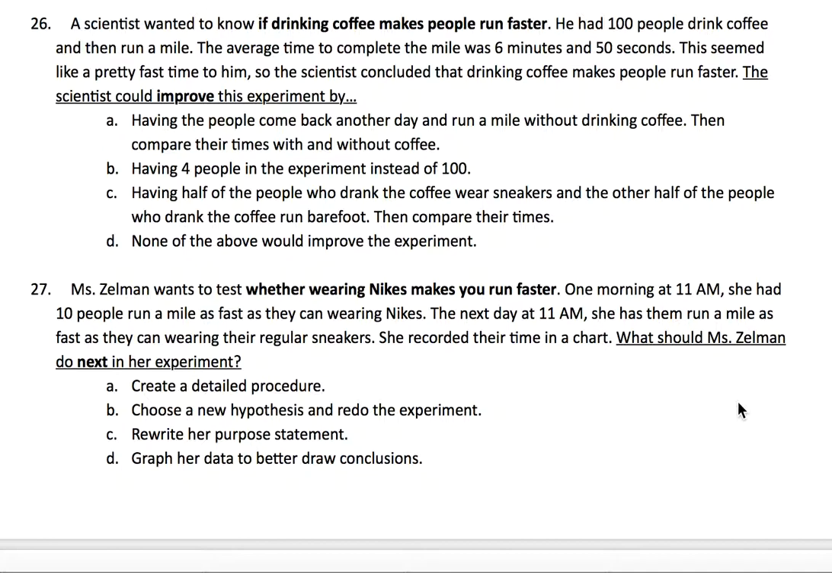The scientist could improve this experiment by A. Having the people come back another day and run a mile without drinking coffee, then compare their times with and without coffee. B. Having 4 people in the experiment instead of 100. C. Having half of the people who drank the coffee wear sneakers and the other half run barefoot, then compare their times. D. None of the above would improve the experiment.